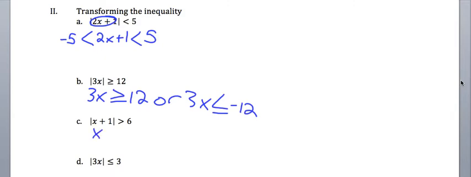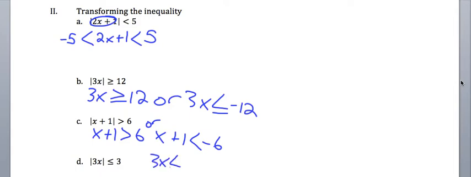Okay? C is very much the same thing. It's either greater than 6 or it's less than negative 6. And the last one is another one that is in between. It's less than or equal to 3 and greater than or equal to negative 3. Those less than inequalities turn into nice compound inequalities, that little one that looks kind of like a sandwich, you're sandwiching stuff in the middle, and the greater than ones turn into ors.